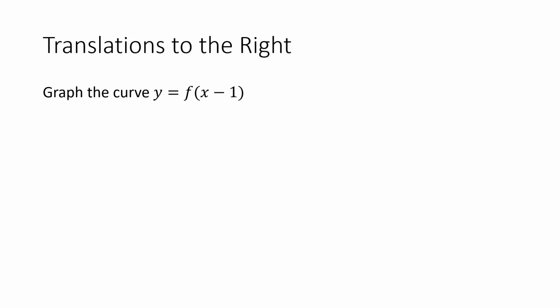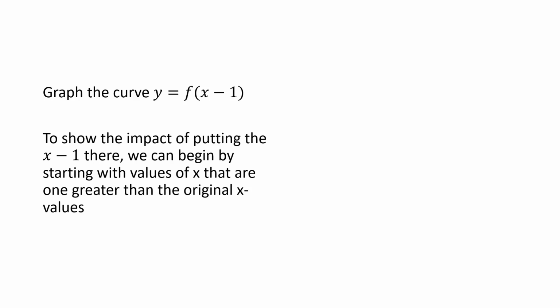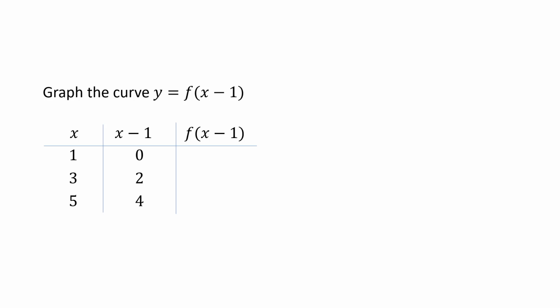Let's graph the curve y equals f of x minus 1. Well, to show the impact of putting x minus 1 there, we can begin by starting with values of x 1 greater than the original x value. So let's say we let x be 1, 3, and 5. That makes x minus 1 be 0, 2, and 4. That makes f of x minus 1 be 0, 2, and 6.